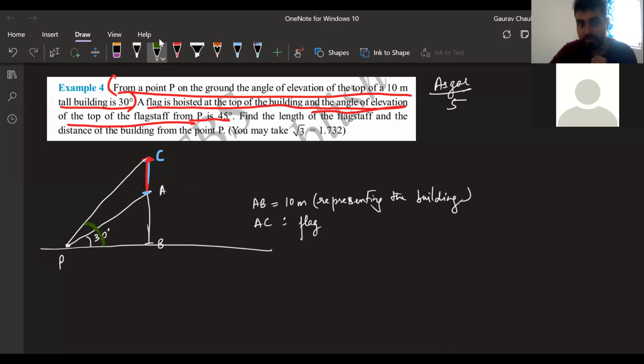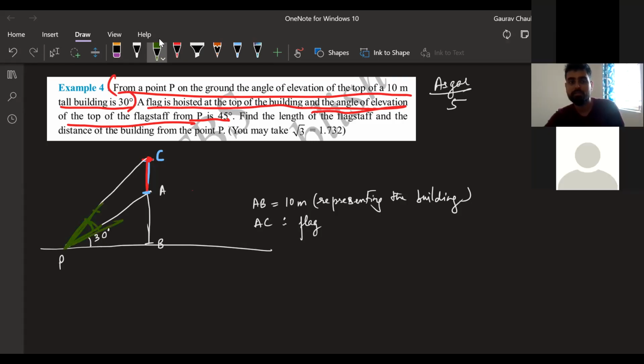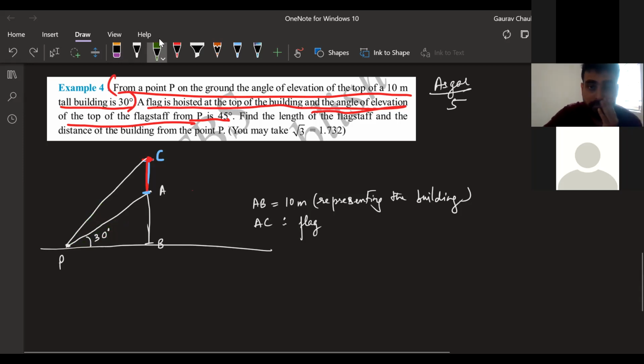Why did you choose this angle? Why did you not choose angle CPA? It tells from P is 45, sir. But this is also from P, no? Why do you not choose this angle? Why do you choose this full angle? There's a reason behind this, which we discussed in the first class. Angle of elevation tells something. Why is this not the angle of elevation?